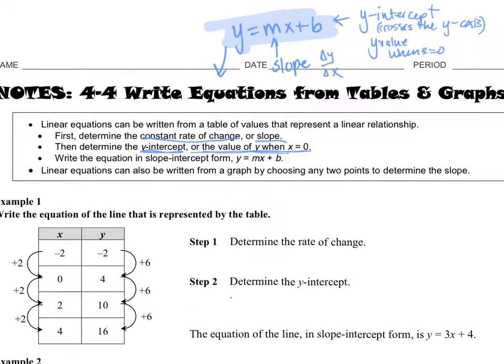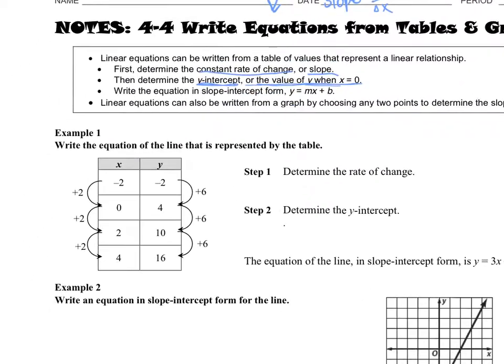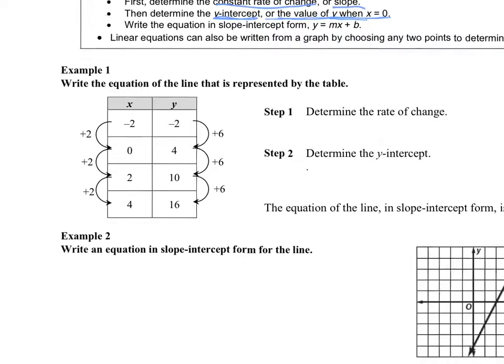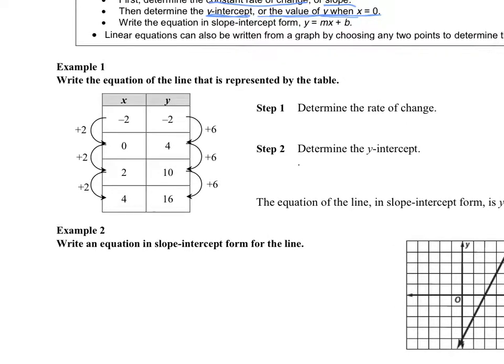And linear equations can also be written from a graph by choosing any 2 points to determine the slope. So let's look at this first table. So example 1, if they give you a table and they say write the equation of the line that is best represented by the table, just remember the equation they want should look like this. Y equals mx plus b.